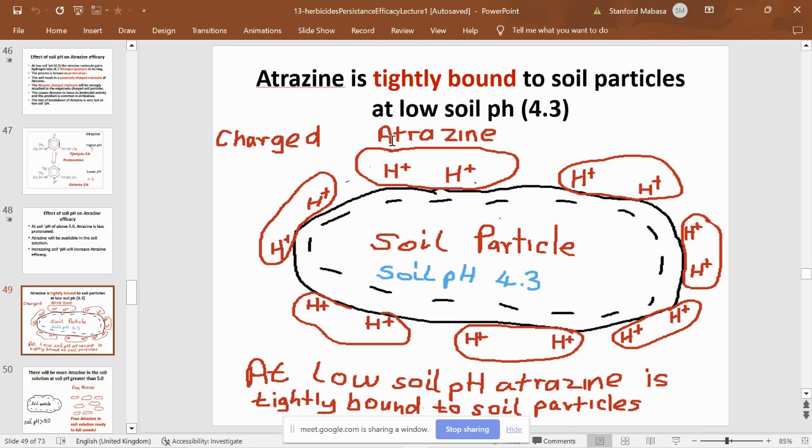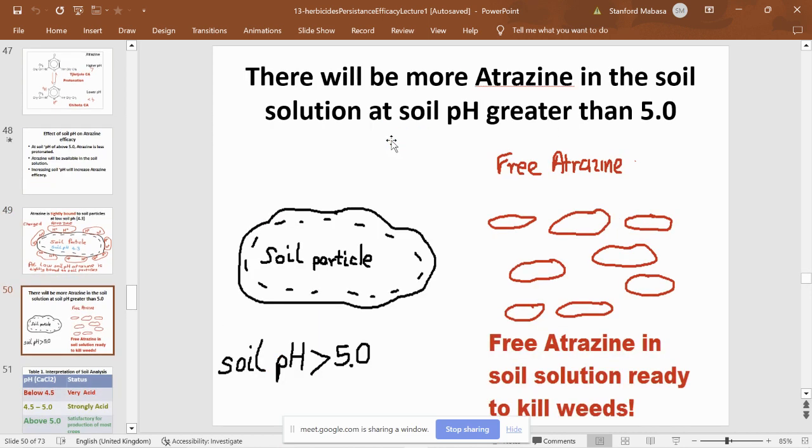So this is a diagram showing atrazine with two positive charges being strongly attracted to a soil particle at a soil pH of 4.3. So at low soil pH, atrazine is tightly bound to the soil particles to the extent that we may lose its efficacy. In contrast, at pH which is greater than 5, there is no attraction of atrazine to the soil particle. So you will see that most of the atrazine is in the free state, in the free solution, and it is ready to kill the weeds. This is the ideal situation when we should apply atrazine so that we can kill the weeds.